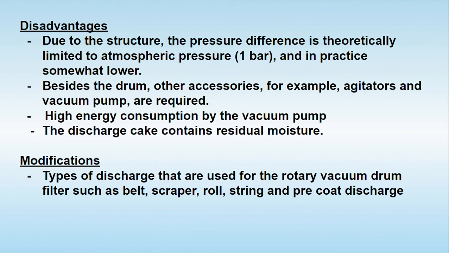It will consume higher energy because of the utilization of the vacuum pump. The discharged cake contains residual moisture, so sometimes it contains some amount of moisture, but modifications can be made to this rotary drum filter. We can use such a filter in the form of a belt instead of a drum, with a scraper, roll, string, or pre-coat discharge. When the cake is going to be removed, at that time we can make such modifications to get different types of rotary drum filters.